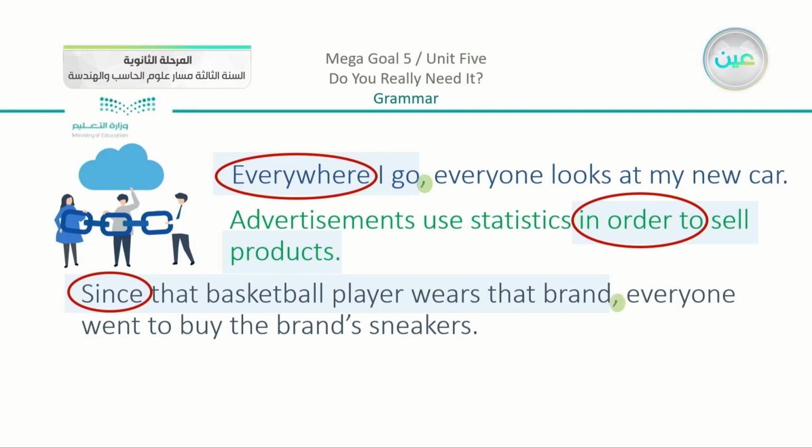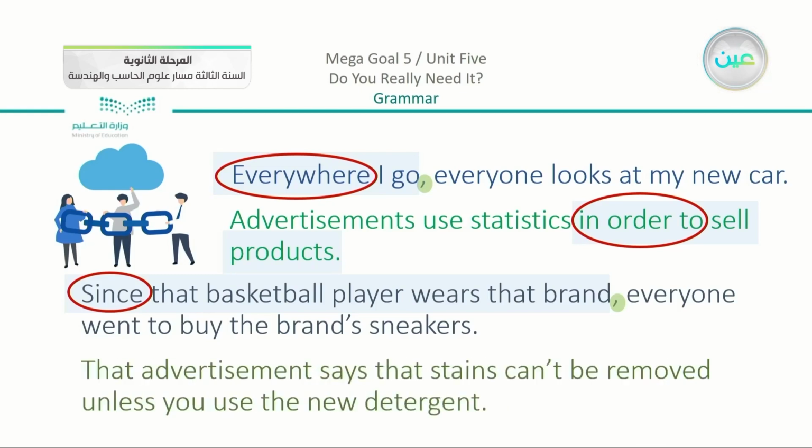Now we have the fourth example. "That advertisement says that stains can't be removed unless you use the new detergent." Now you can see that there is no comma, but we do have our adverb clause starting with "unless you use the new detergent," and the conjunction here is going to be unless.